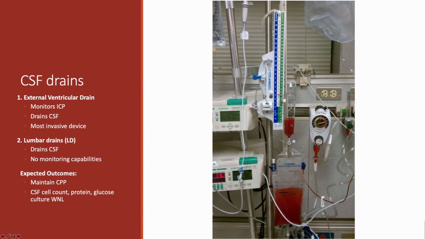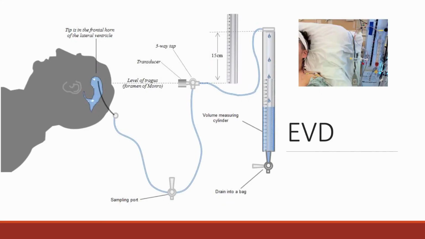And here's examples of that. So we can see the CSF is being drained off here, and obviously this is an intracerebral hemorrhage of some sort that's caused blood to collect here. Pressure is monitored, and CSF is drained off as need be. So while your patient has these devices, you want to make sure that we're maintaining the cerebral perfusion pressure, and we're monitoring the CSF output so that we can see the cell count, protein, glucose, and cultures, etc.